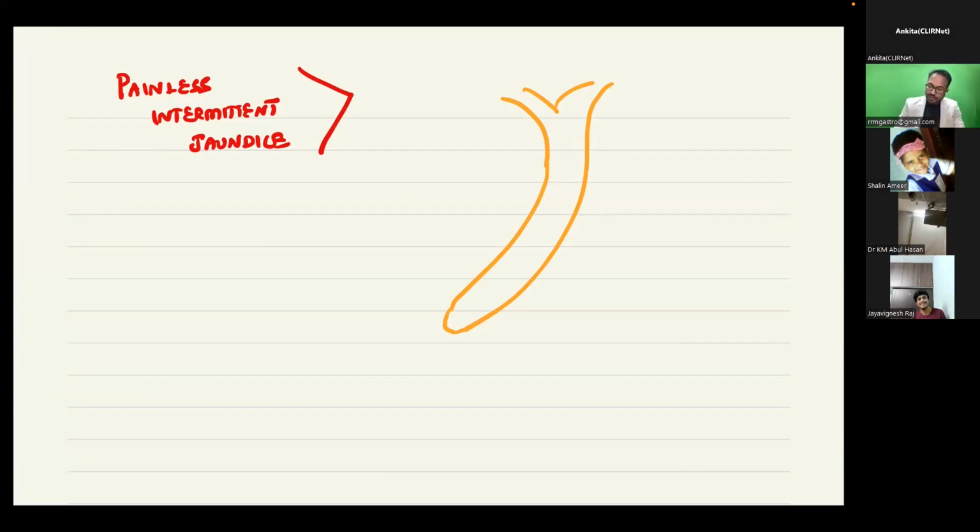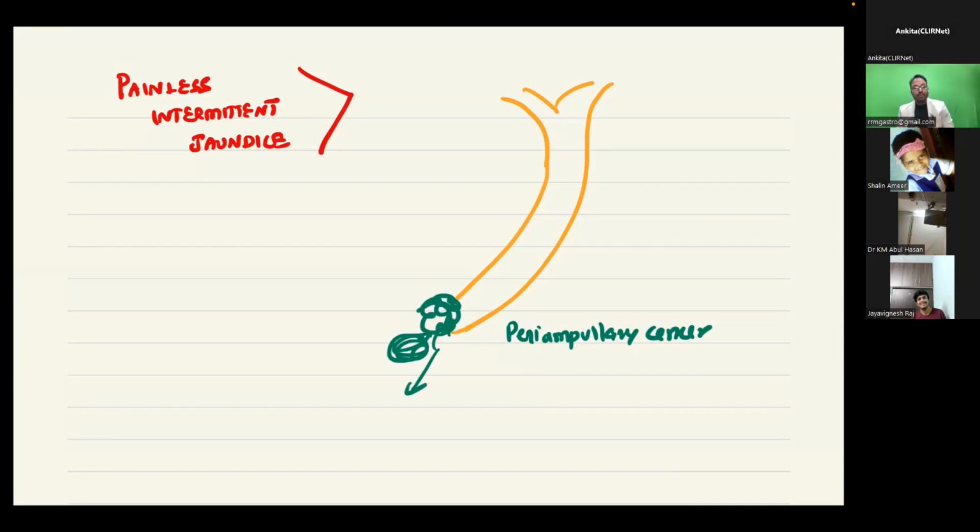So painless obstructive intermittent jaundice is because of this cancer known as periampullary cancer. Periampullary cancer is a cancer within the ampulla, within 2 centimeters. So when periampullary cancer happens, it will grow like this and it will occlude the lumen. But after some time, what happens? This will fall down. Please remember, this will slough out. This tumor will slough out and suddenly the jaundice gets relieved. Again, the tumor will grow. Again, they will get jaundice. So this is the classical feature of periampullary cancer, known as painless intermittent jaundice.